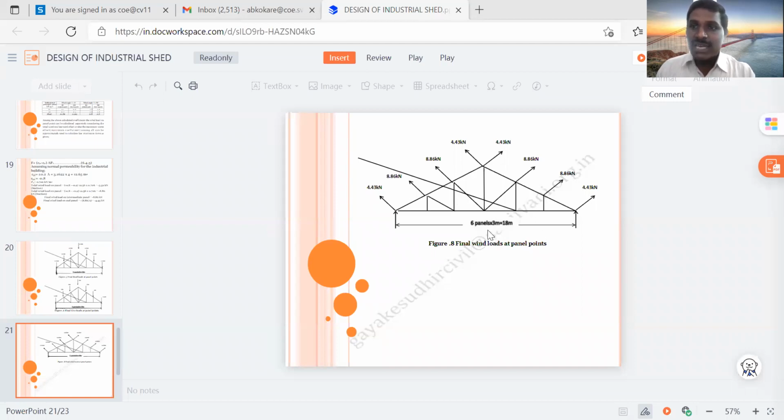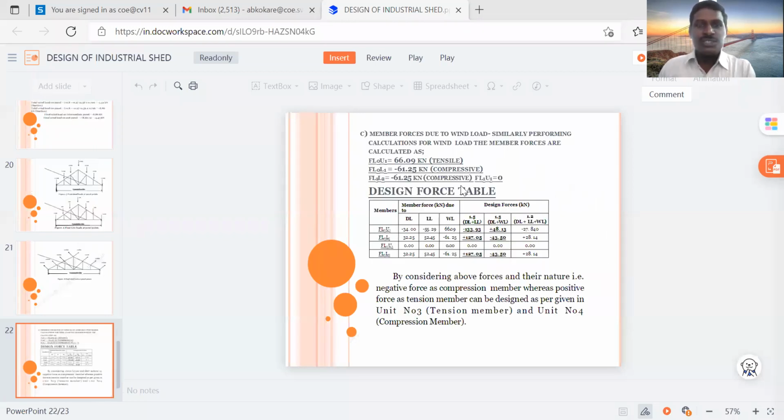After calculating these three loads, the load due to dead load, live load, and wind load on the panel points, we have to consider those loads while designing the industrial shed in the software. So in the software we have to put these particular loads. If you see here, the last slide of this problem.